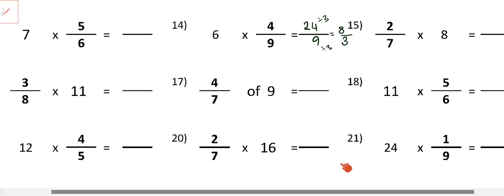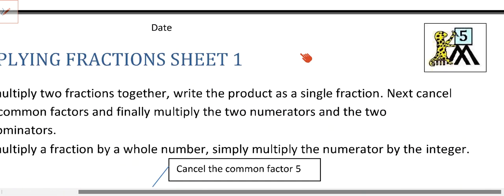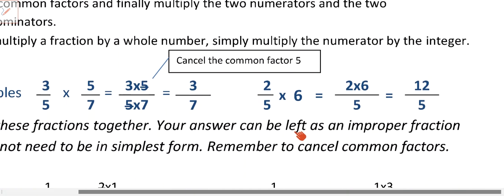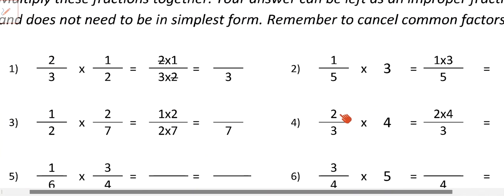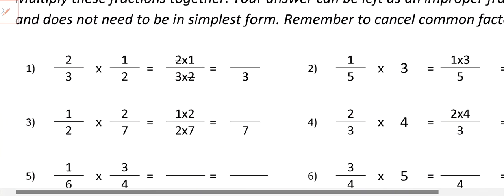Alright. Moving on then. This one shows you what we were doing before, cancelling the common factor, before we do the multiplication. So to start with, this is where we were at before. You with me? You good? Pen in your hand?